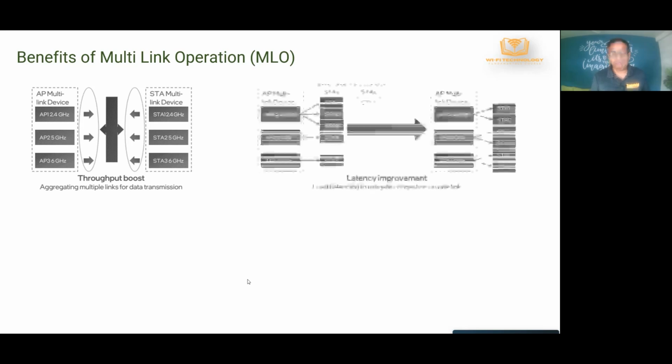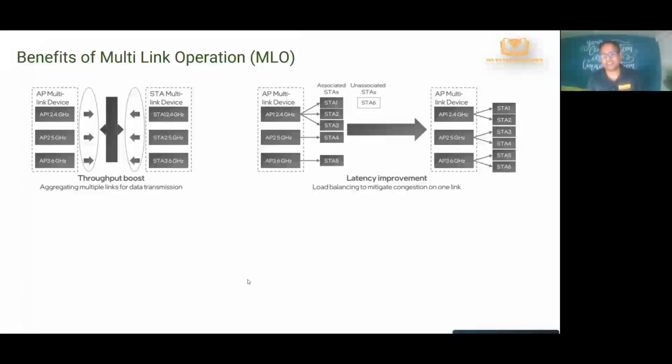We can also get an improvement in latency. Rather than transmitting on all links, you can always dynamically pick a link that has the least interference and provides you the most bandwidth or most throughput. And dynamically you can change that, and that will improve the latency. For example, if a particular station is communicating over the 2.4 gigahertz band with the access point, it can at some point choose to switch from 2.4 to 5.